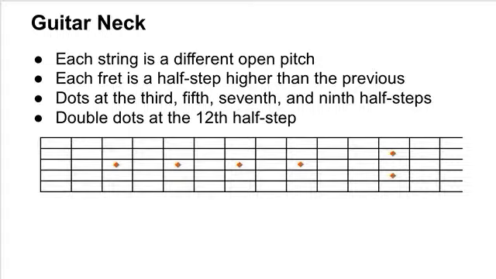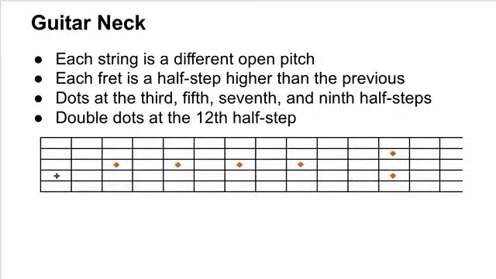On a guitar neck, each string has a different open pitch, and then each fret, the vertical lines that separate the notes on the string, each one is a half step higher than the previous one. There are typically dots on a guitar neck. Those dots happen at the 3rd fret, the 5th fret, the 7th fret, the 9th fret, and then on the 12th fret there will generally be 2 dots, and that's 12 half steps, an octave.